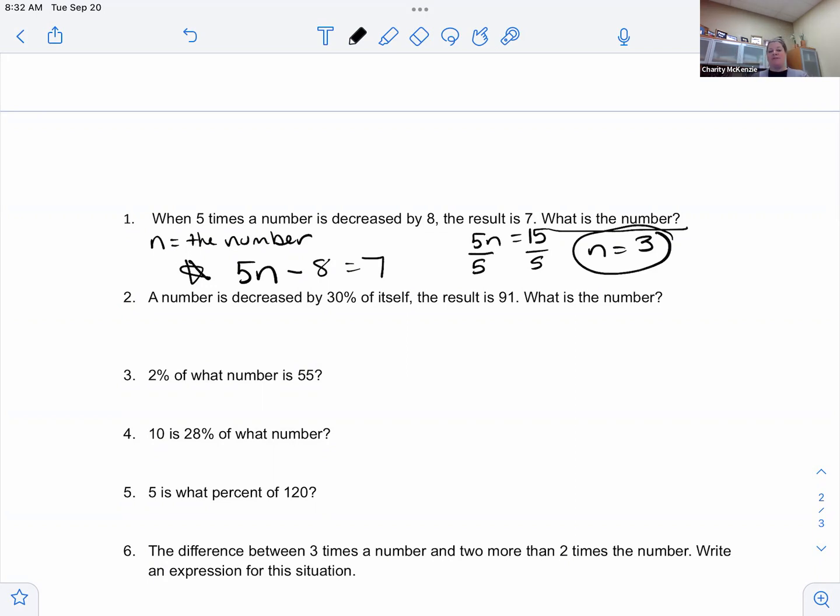Okay, so our number is 3. So when 5 times a number is decreased by 8, the result is 7. That number has to be 3.